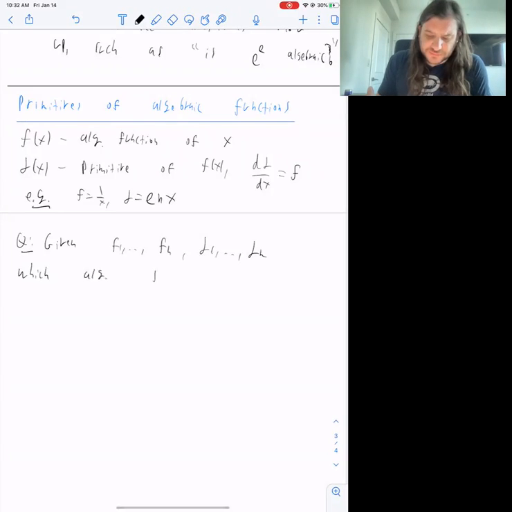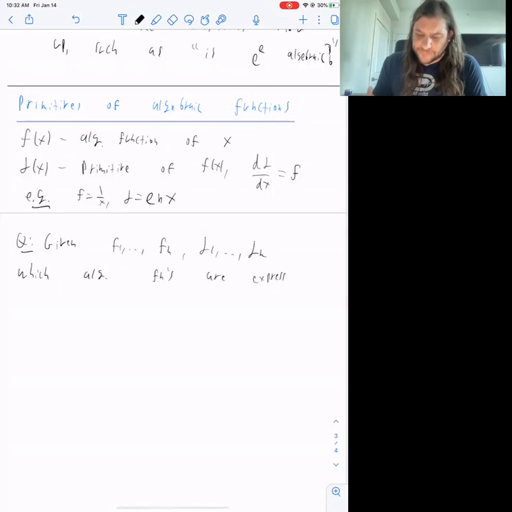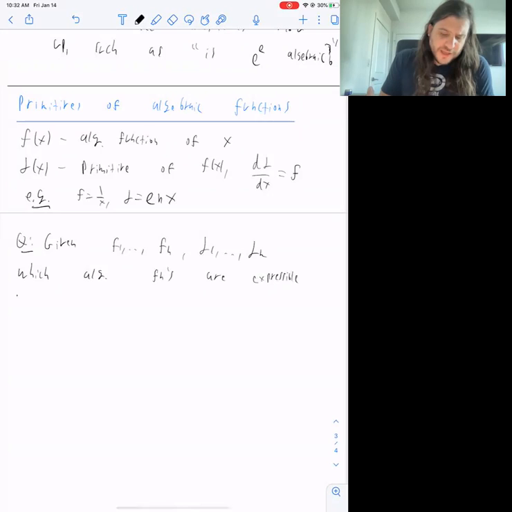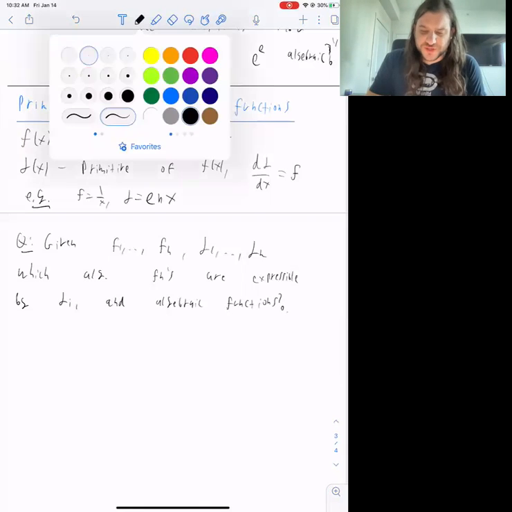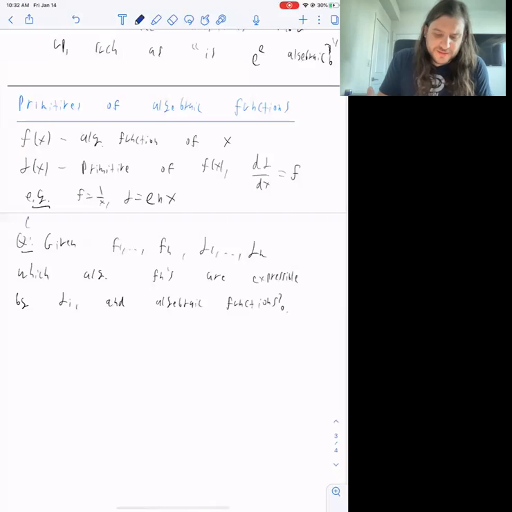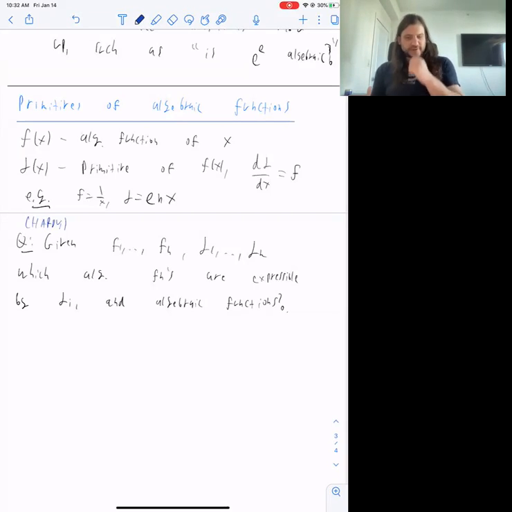which algebraic functions are expressible by the alpha i's and algebraic functions. So I should attribute this question, though it's a little bit vague, essentially due to Hardy, who was wondering about these issues.